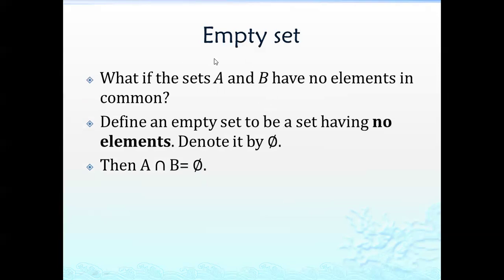So let's talk about empty sets. Think about what happens if the sets A and B have no elements in common. To solve this problem, we define an empty set to be a set having no elements. We denote it by this symbol. Then A ∩ B is equal to the empty set.